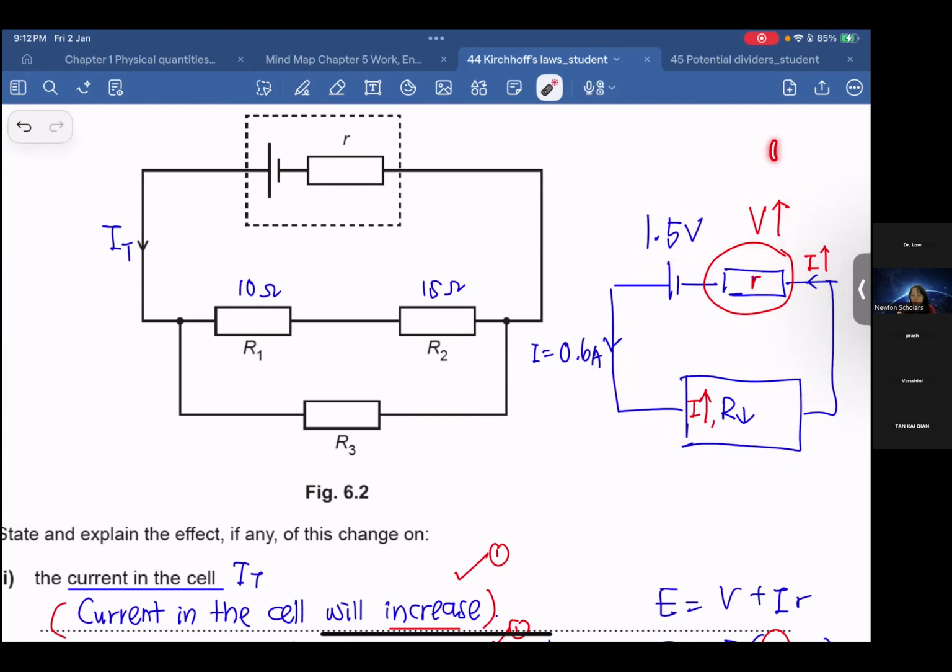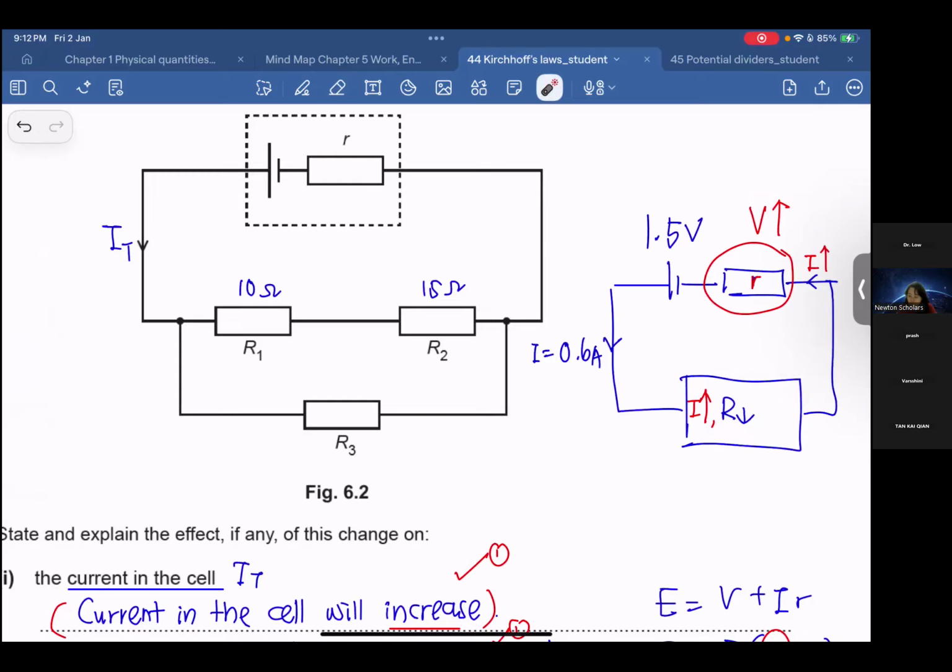So let's say 1.5. Initially, this one is maybe only 0.2 volt. Right now, because the current increases, this part becomes maybe 0.5 volt. Then here becomes 0.1 volt. It will decrease. You get what I mean? How about the others? Did I explain this part clearly?